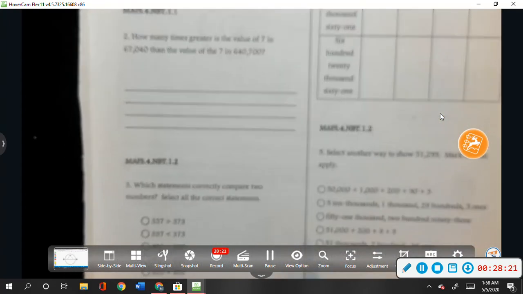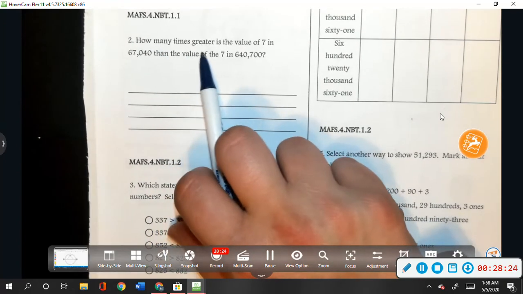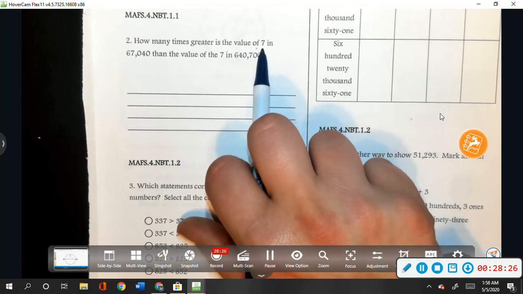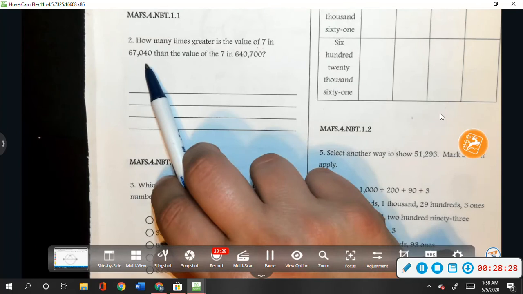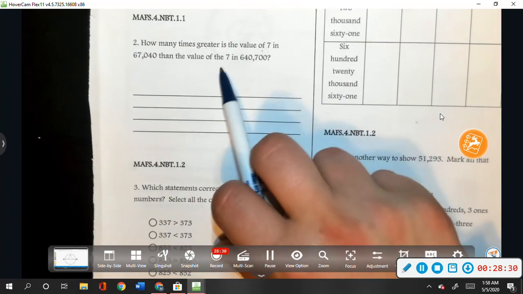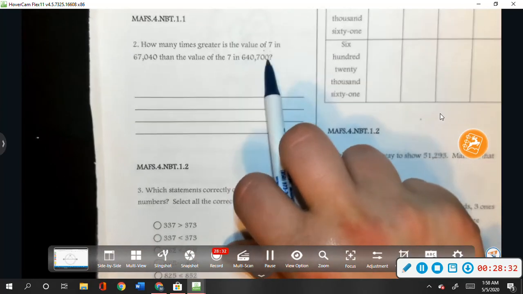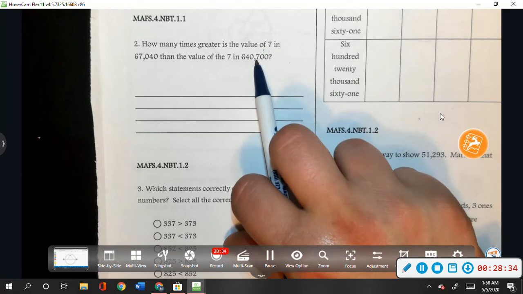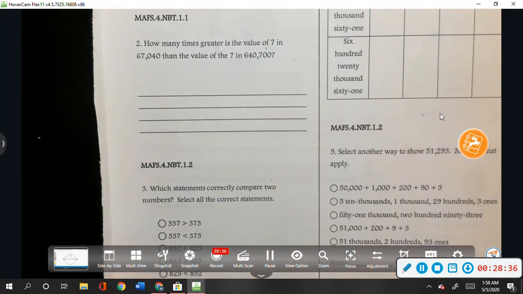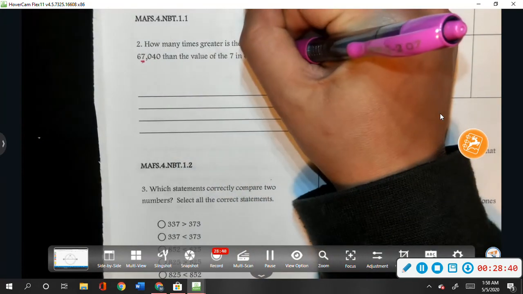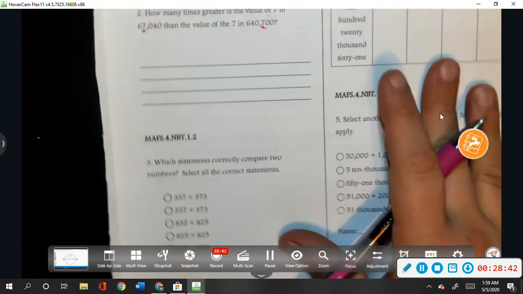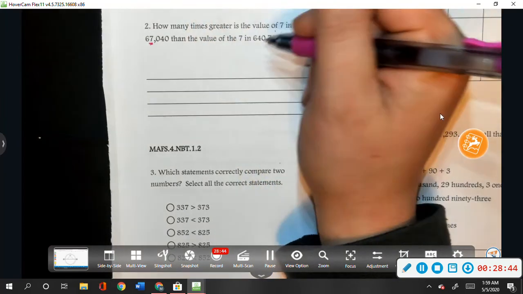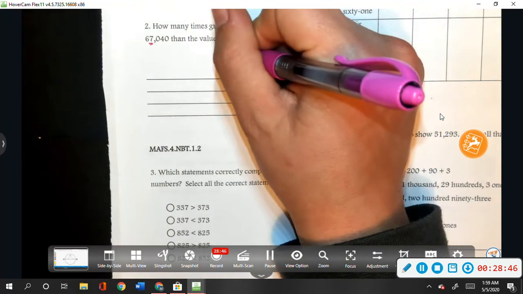Number 2. How many times greater is the value of the 7 in 67,040 than the value of the 7 in 640,700? So we're going to underline our 7s. And if you still have a hard time seeing it, you can always set them up the way we would do in a place value chart.